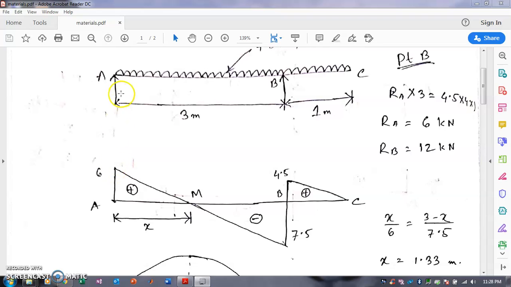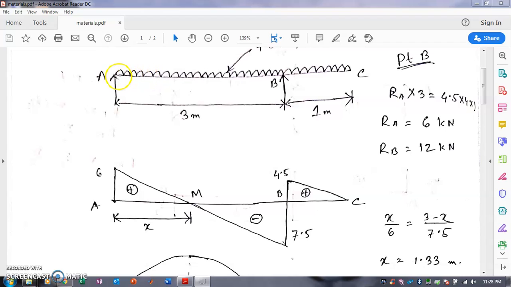So here it is 6 kilonewton, and in between it is a UDL in a simply supported beam. And we all know that for a UDL in a simply supported beam, the shear force diagram is linear. So we have to connect the points between 6 kilonewton and 7.5 kilonewton. So it will be the shear force diagram.